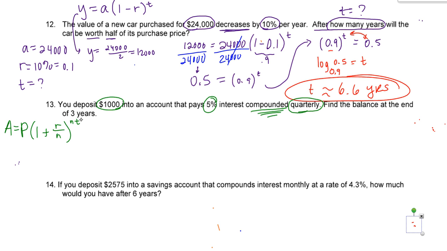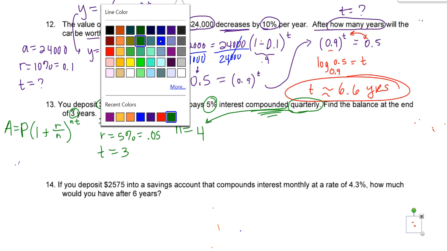Okay, and then we're given all these pieces. Oh, there was one more number, that 3 right there. So I know my P is 1,000. R was 5%. Turning that into a decimal means it's 0.05. They told us T was 3. Then as far as N goes, because it said quarterly, that means N equals 4.